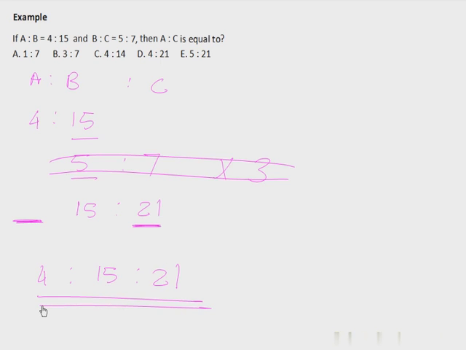Now I've managed to get a common ratio involving A, B and C from the 2 individual ratios. Now I can answer any question they want. They want the ratio of A is to C. That's just 4 is to 21. Answer D.